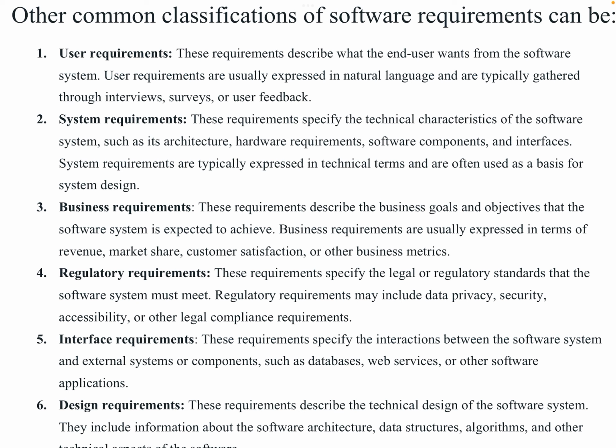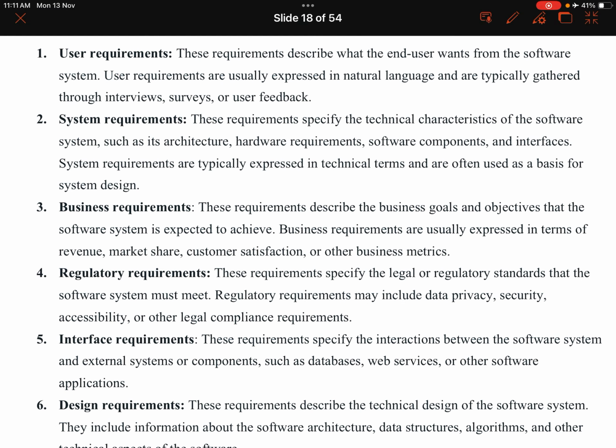Another common classification of software requirements is user requirements. These requirements describe what the end user wants from the software system. User requirements are usually expressed in natural language and are typically gathered through interviews, surveys or user feedback. So you have a feedback form, and in that feedback form the user will list all the requirements that the user wants for the particular software.